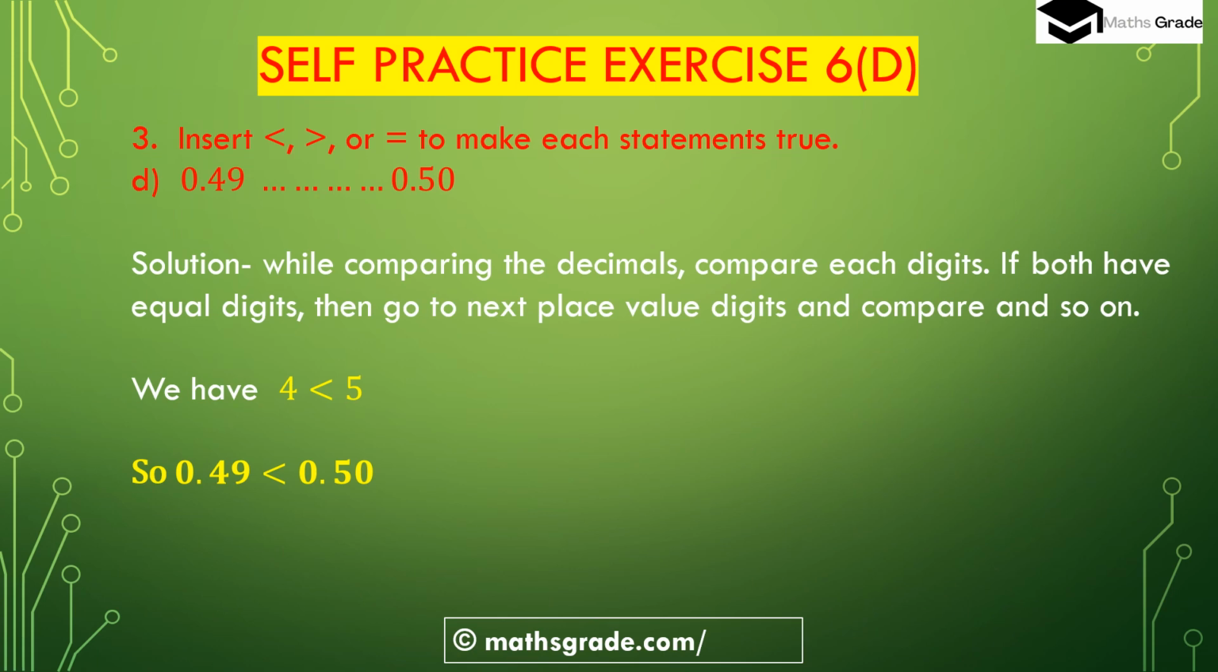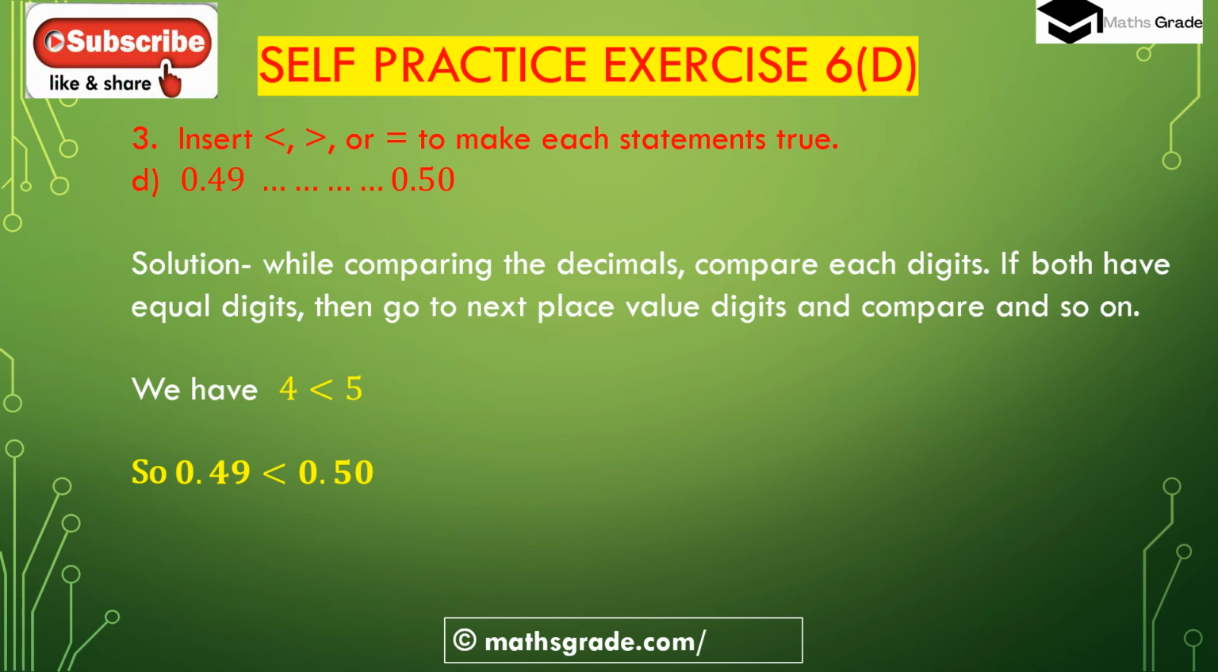Now we'll solve question number fourth, part D: 0.49 and 0.50. We have to compare these two decimals. While comparing the two decimals, we have to compare each decimal digit. If both have equal digits, then go to the next place value digits and compare and so on. Here in the first decimal 0.49, the first digit is 0 in the whole number part. In 0.50, in the whole number part 0 is there.